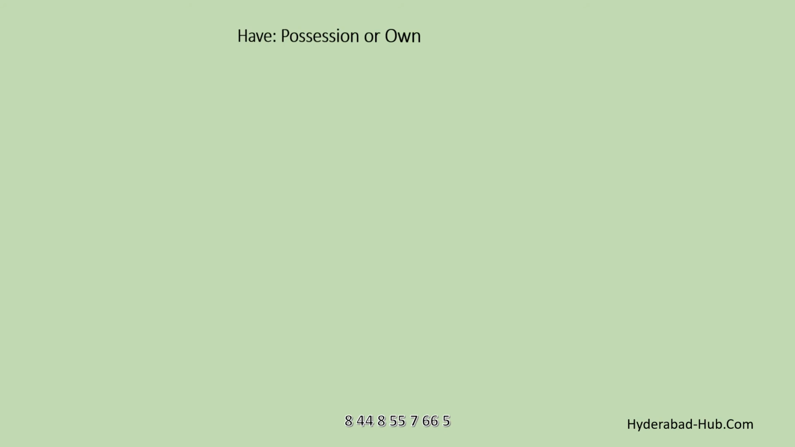Have means possession or own. So we can also use have to mean that we possess or we own something. For example, I have many friends in India. Sam has 2 children.